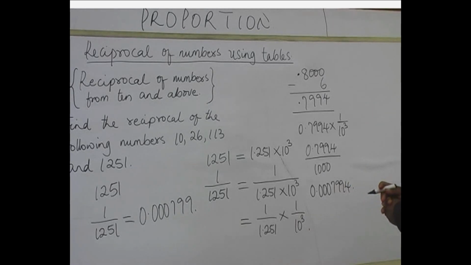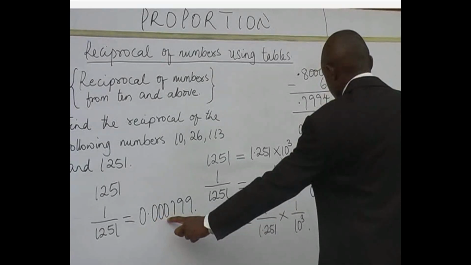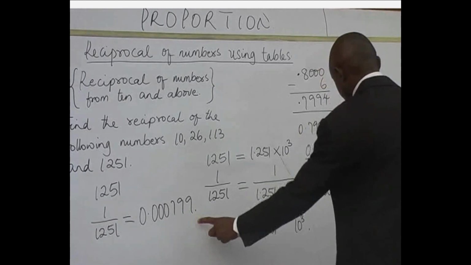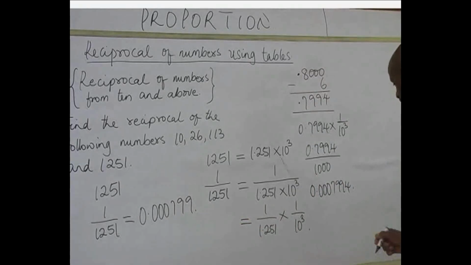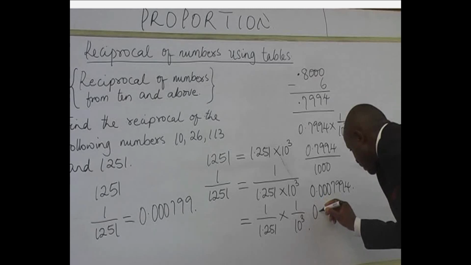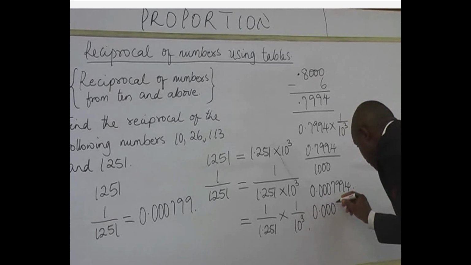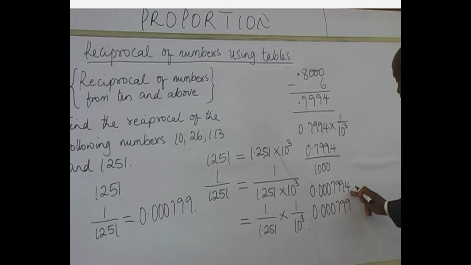If you watch closely now, discover that when we use calculator, we got 0.000799 in 1, 2, 3, 4, 5, 6 decimal places. If we also want to round this to 6 decimal places, it's going to give us the same thing, 0.000799, because this is not up to 5. So 1, 2, 3, 4, 5, 6 decimal places. You see that our answer in both cases were the same thing.